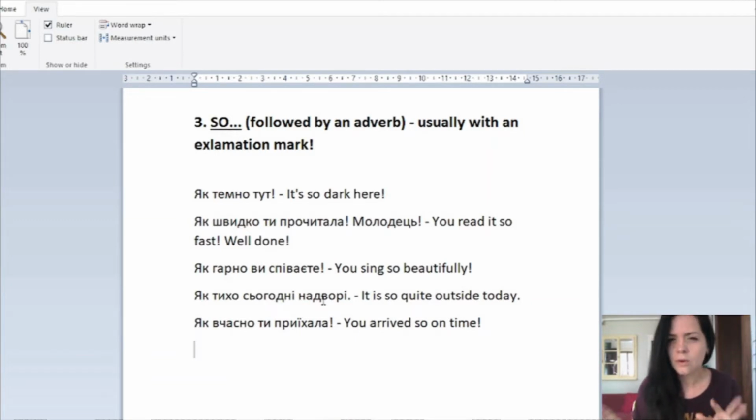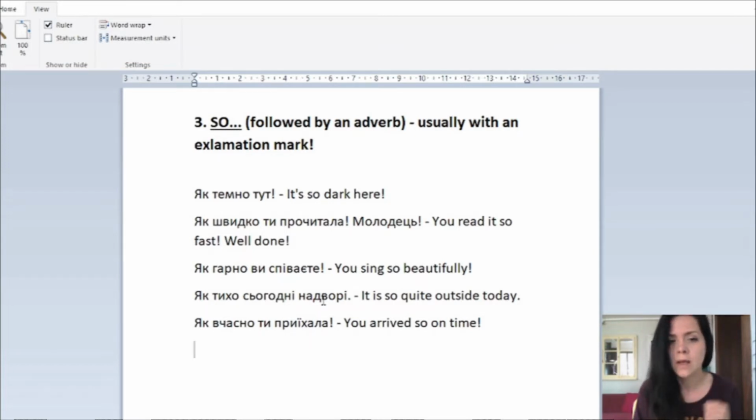So usually, or very often, a sentence like that would be with an exclamation mark, and we would use it to express our excitement or amusement or our surprise at how something is being done, or how something is happening. To say, wow, that happened so fast, right? Or wow, you did it so well, and things like that. So let's take a look at some instances in Ukrainian for our better understanding.